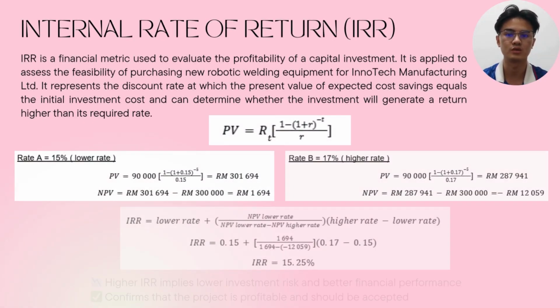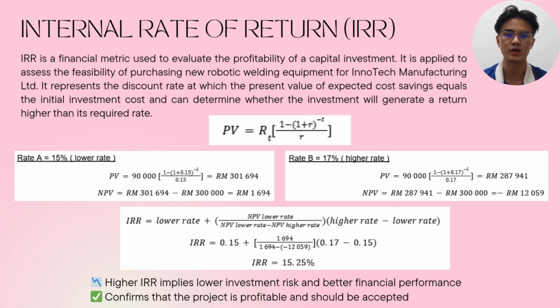Let's move to this slide. It's about internal rate of return, or IRR. This slide presents the IRR, which shows the actual return this investment is expected to generate. We use the interpolation method between a lower rate of 15% and a higher rate of 17%. At 15%, the NPV is slightly positive at 1,694 ringgit Malaysia, while at 17%, it turns negative at 12,059 ringgit Malaysia. Using these values, we calculated the IRR to be 15.25%.